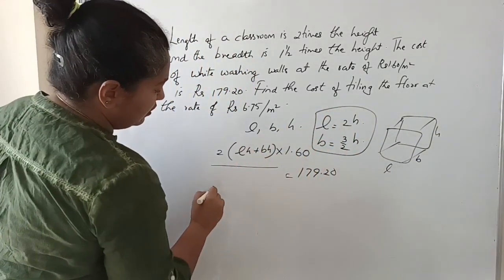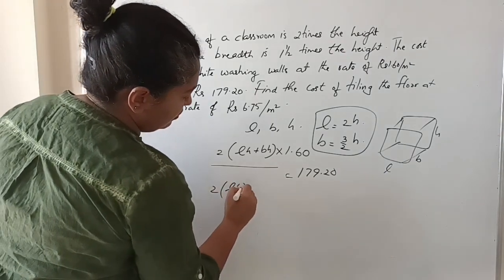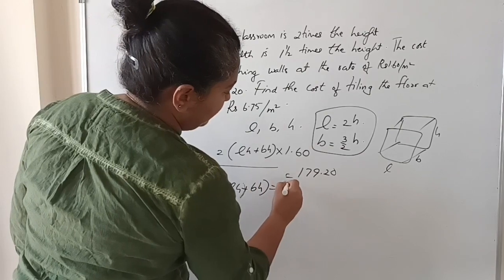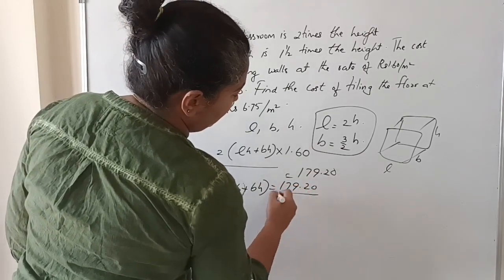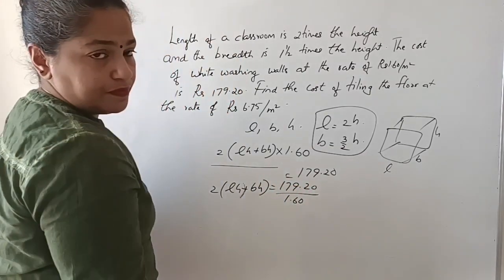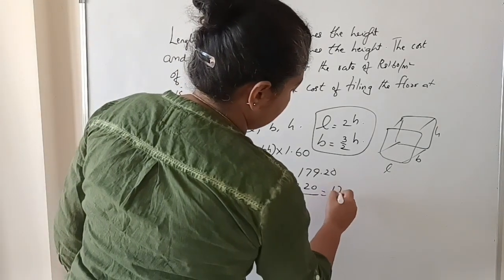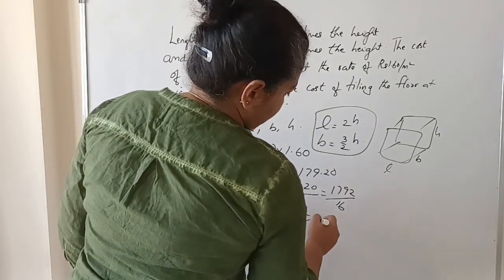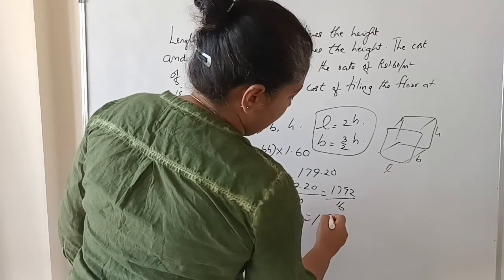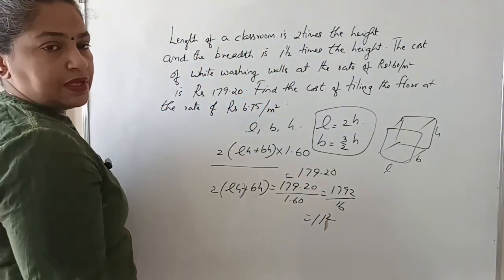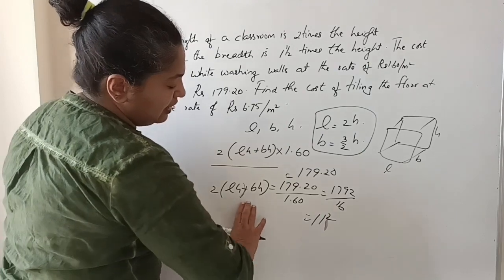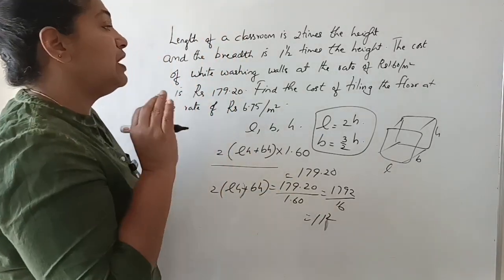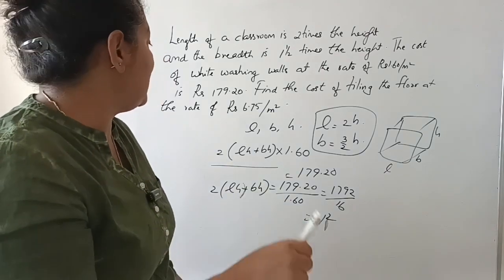Okay. Now, 2 into (LH plus BH) is equal to 179.20 by 1.60. Okay, I get 112. So I am getting 2 into (LH plus BH) is 112. What is it that I need to find? I need to find the cost of tiling the floor.